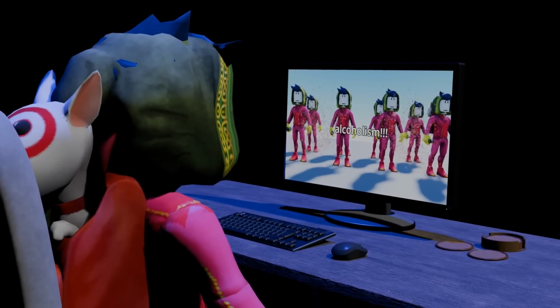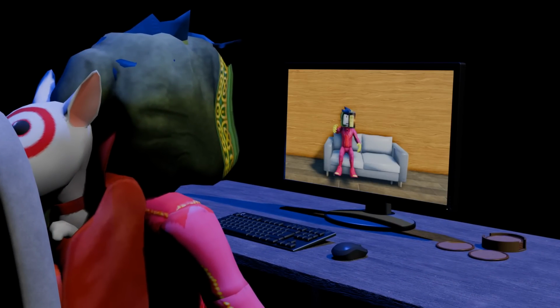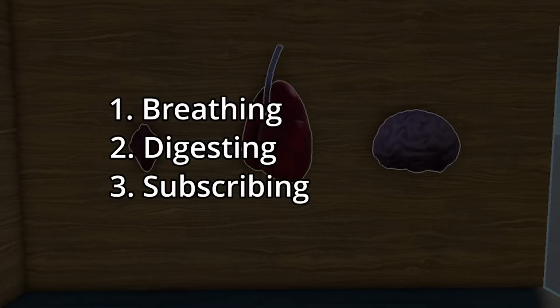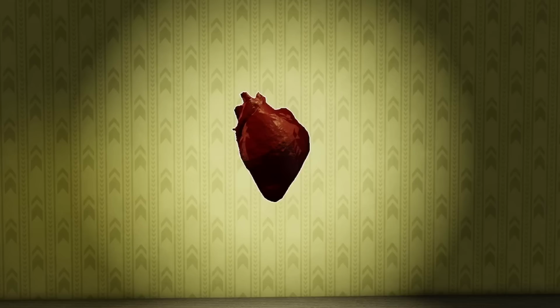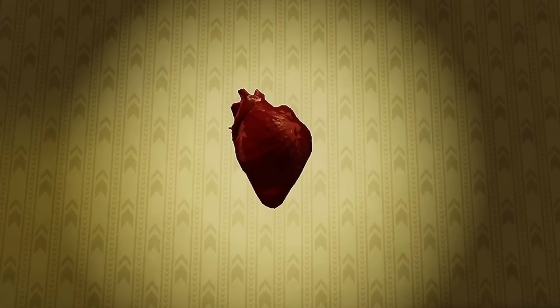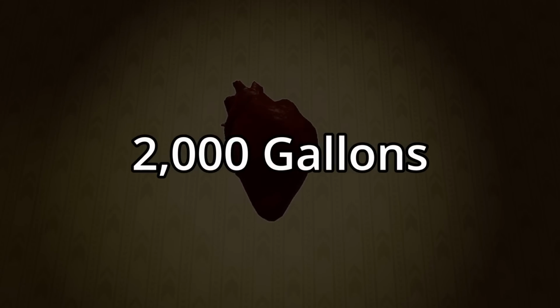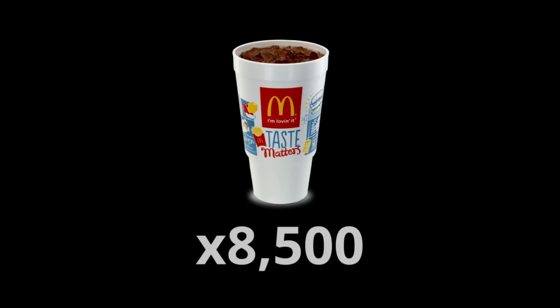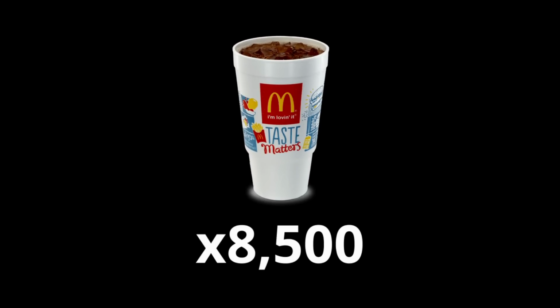So I'm sitting around one day and I'm just thinking about the processes which happen in the human body. You know, the things that keep us alive each day, like breathing, digesting, subscribing, but notably, since it's the focus of this entire video, pumping blood. Each day we're alive, the human body pumps around 2,000 gallons of blood, which for scale is a lot, but also is roughly 8,500 large McDonald's drinks in the United States.